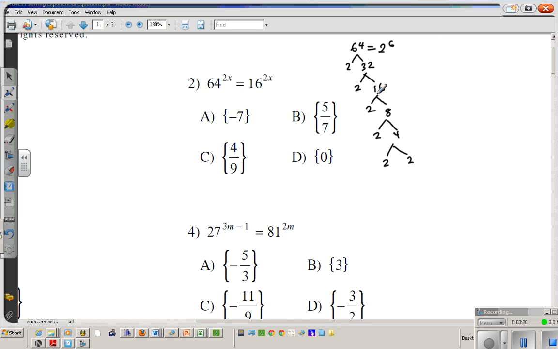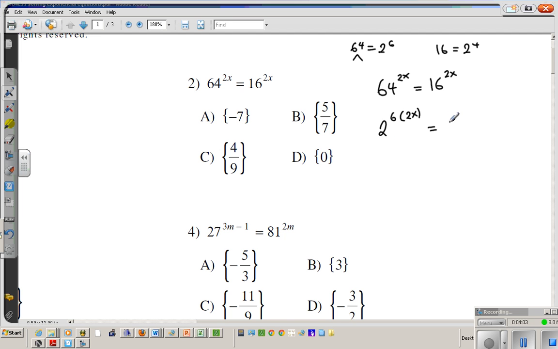And 16, you can see 16 here is 1, 2, 3, 4. 16 is 2 to the 4th power. Alright? Just use your factor tree to break them down. So we're going to use this idea to solve this equation. In this equation we have 64 to the 2x equals 16 to the 2x. Now instead of 64, I'm going to write 2 to the 6 and then times 2x, like that, equals, instead of 16, I'm going to write 2 to the 4th times 2x.